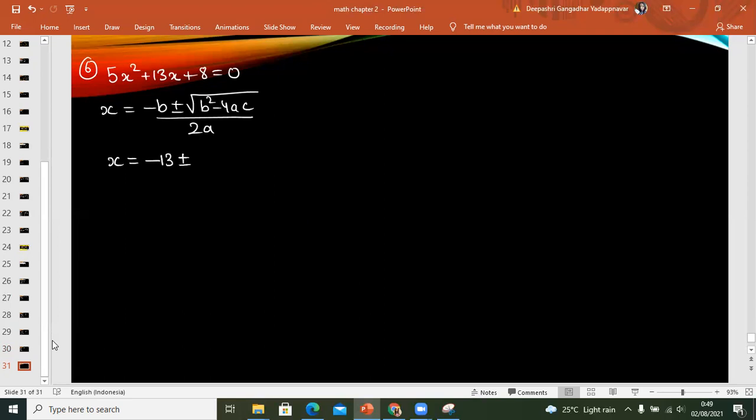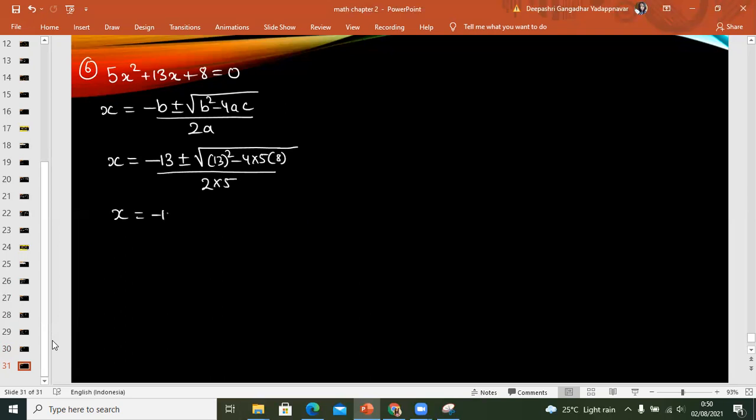Next question, question number 6. Question 6 is 5x square plus 13x plus 8 equals 0. x equals minus b plus or minus square root of b square minus 4ac divided by 2a. So x equals minus 13 plus or minus root of 13 square minus 4 multiplied by 5 multiplied by 8, divided by 2 times 5.